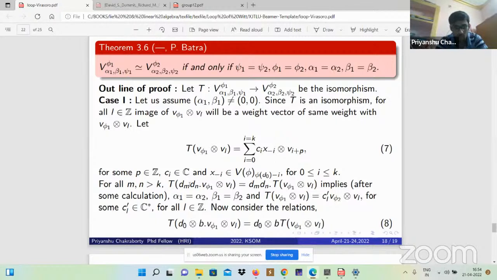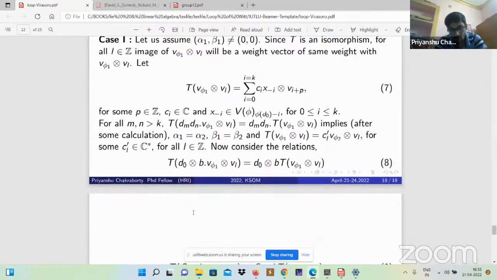Now use the action, for all m greater than k. Use the action T of d_m d_n action on V phi 1 tensor b_L is equal to d_m d_n action of T V phi 1 tensor b_L, which gives us actually alpha 1 equal to alpha 2, beta 1 equal to beta 2, and T of V phi 1 tensor b_L is equal to c_L' V phi 2 tensor b_L for some c_L' in C star for all L in Z. Here this L will be running over Z because of the fact that whenever (alpha, beta) is not equal to (0, 0), we have that V(phi, alpha, beta, psi) is generated by V phi tensor b_m, m running over Z.